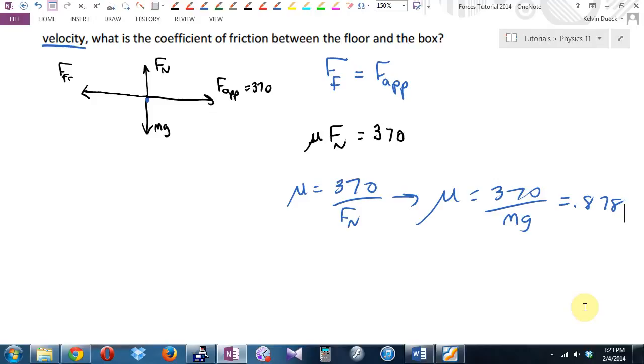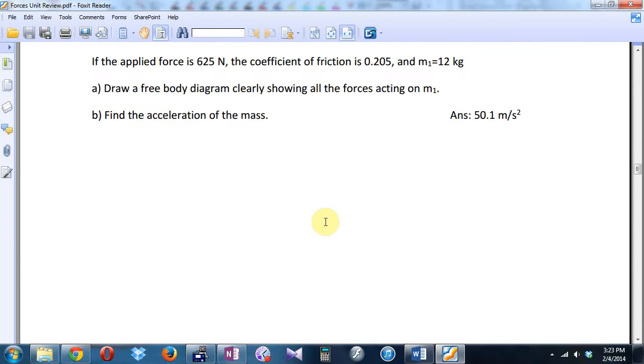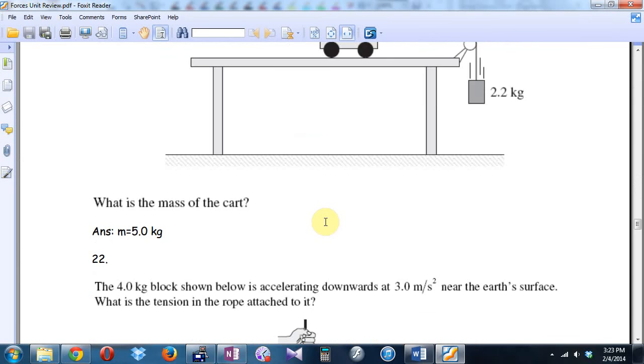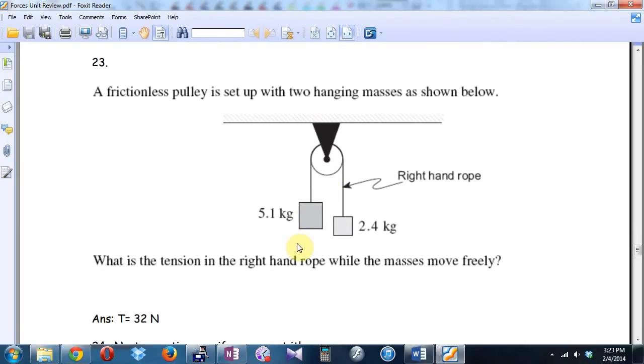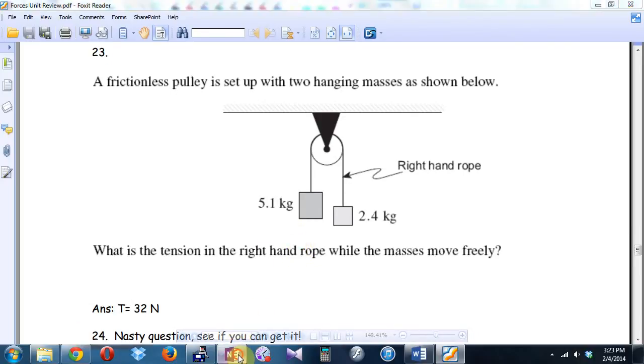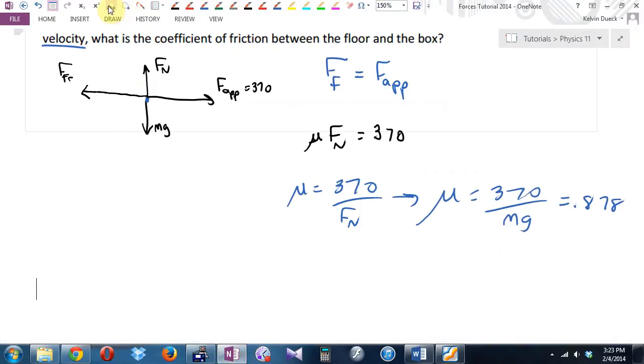Is that okay, Darian? Jake, thumbs up? Yes. Good. Next. Yep. 23 and me. I'd love to. I like number 23. 23 is a nice question. But I'm going to change the numbers.